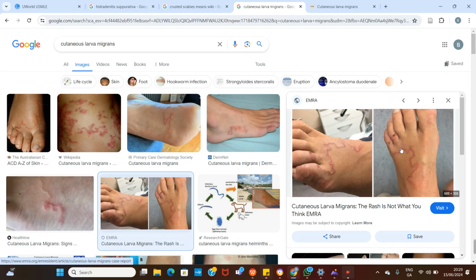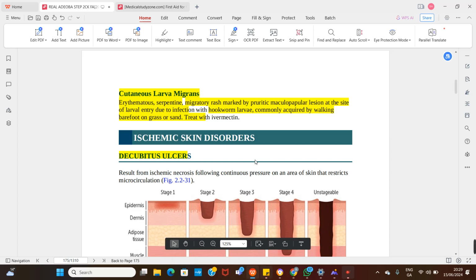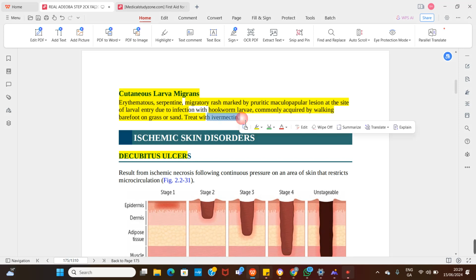And the implicating organism is hookworm infection. So we can see Necator or Ancylostoma. Any one of them in the options, we pick it straight up. Hookworm larva. Very common in people that walk barefooted on the grass or the sand. So you treat by giving your albendazole or you give your ivermectin. Don't forget, never forget that. Ivermectin or your albendazole.